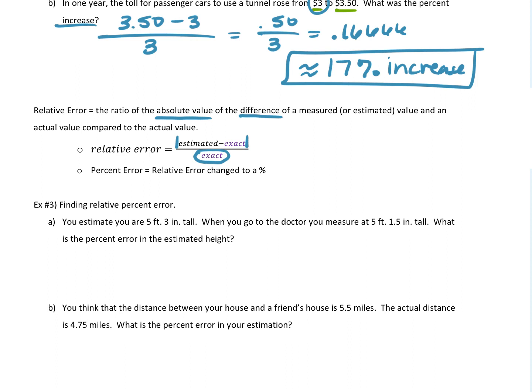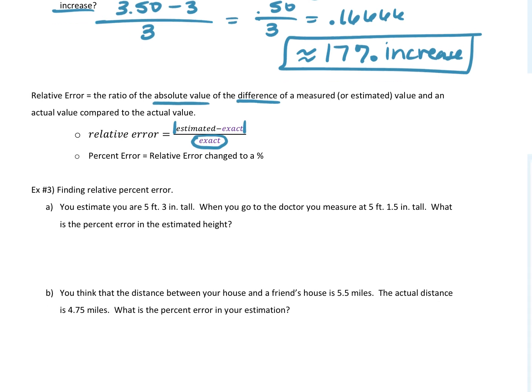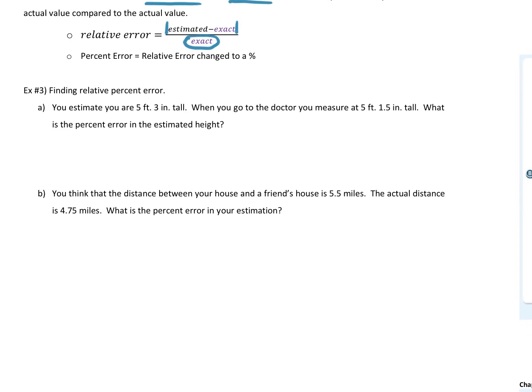So let's take a look at this. It says, finding relative percent error, you estimate that you are 5 feet 3 inches tall. You estimate 5 feet 3 inches tall, okay? When you go to the doctor, you measure at 5 feet 1.5 inches tall. What is the percent error in your estimated height?